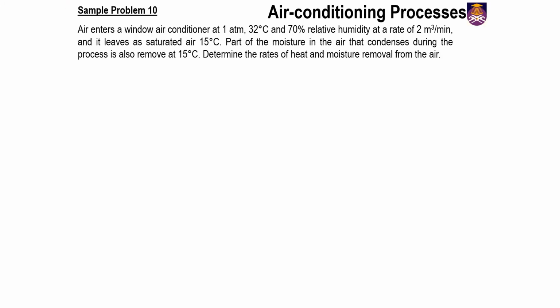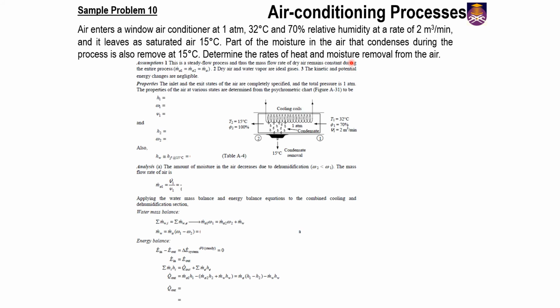Another problem: we have air that enters a window air conditioner at 1 atm, 32 degrees C and 70% relative humidity at a rate of 2 meter cube per minute, and it leaves as saturated air at 15 degrees C. Part of the moisture in the air that condenses during the process is also removed at 15 degrees C. So you are asked to determine the rates of heat and moisture removal from the air. So this is the skeleton again. So this is cooling with dehumidification.